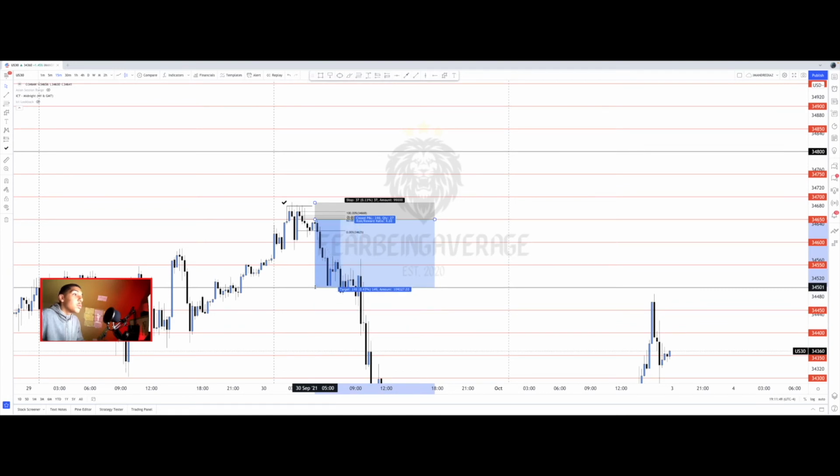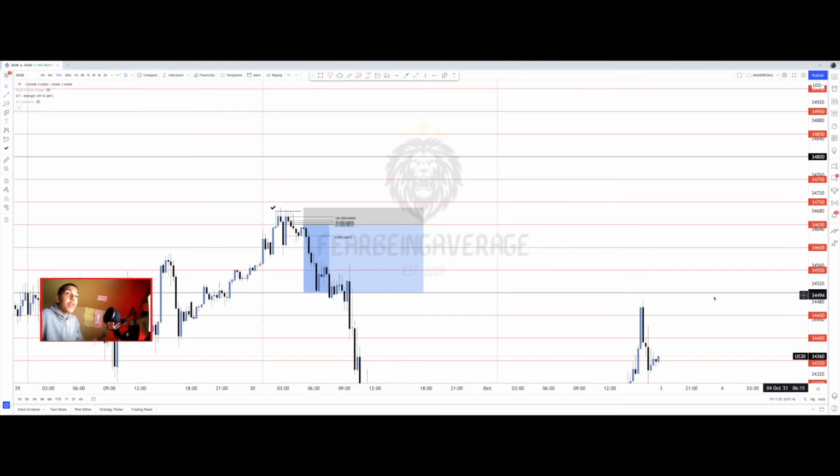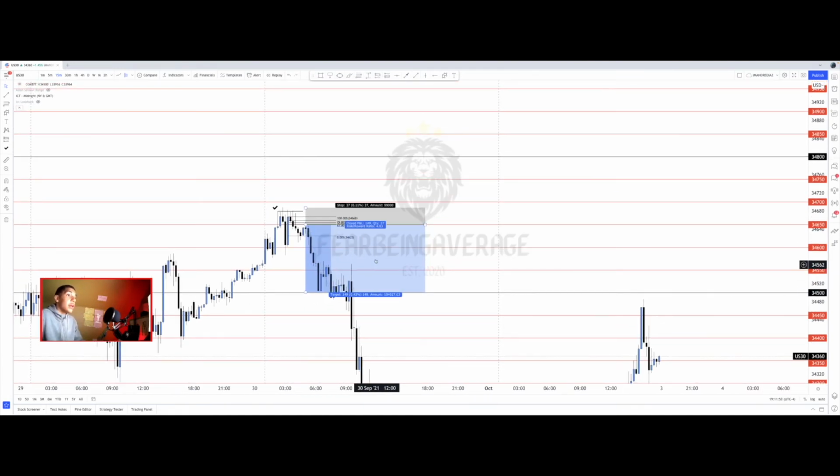Where would you look to possibly target? Possibly target 34,500. And in this case, price does go here, and straight from this is a 1 to 4 trade, trading off of this 34,650 level.